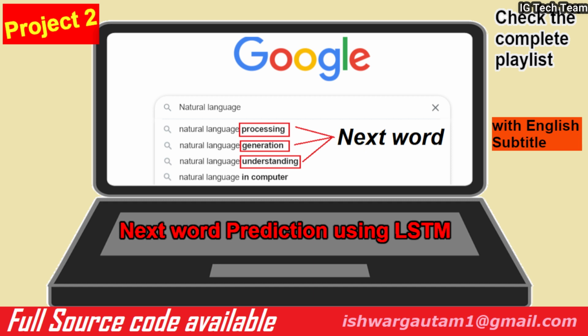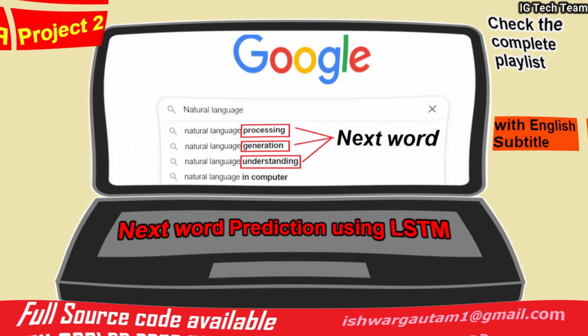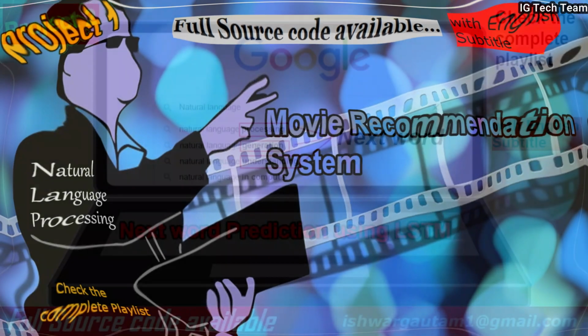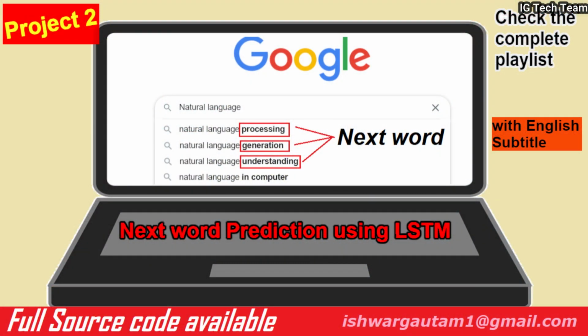This will be our project 2 in this natural language processing playlist. We have already made a movie recommendation system. That is our project 1. There are a lot of projects to come. Let me talk about the project that we will be discussing in this video. That is, next word prediction. By its name, I hope you already know what this project is about.